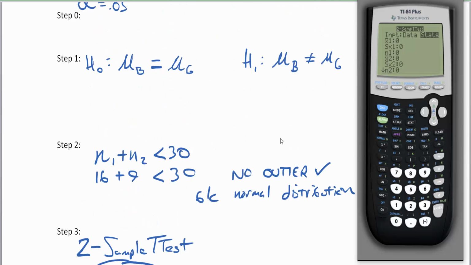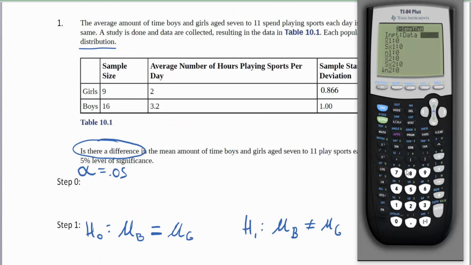So what we do is we go back up to our table and we enter in the average for our first group, which we put as our boys. So that is going to be 3.2. For a two-tailed test, it doesn't matter which group goes first and which group goes second.